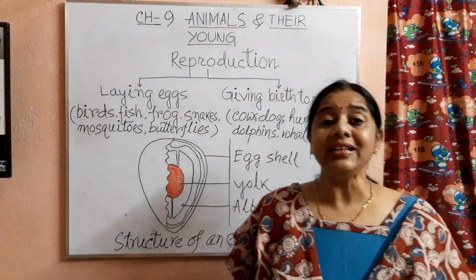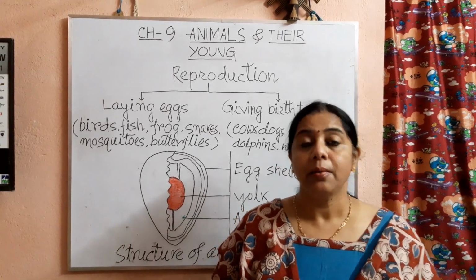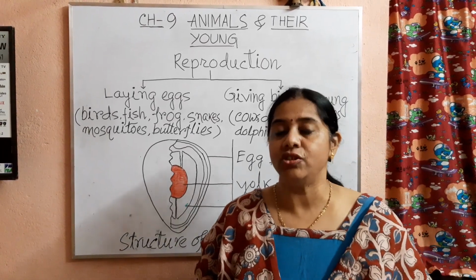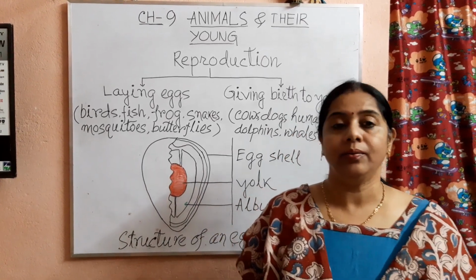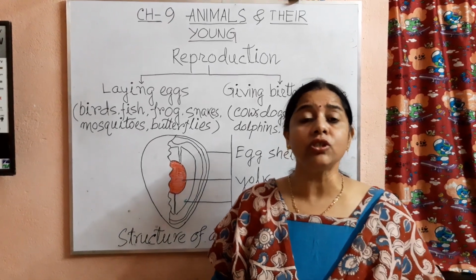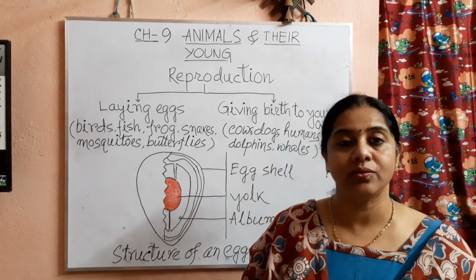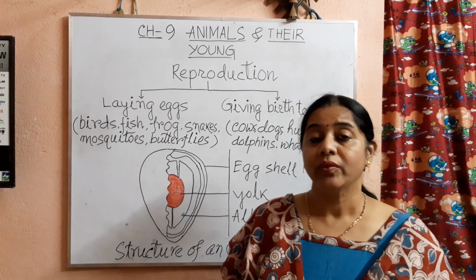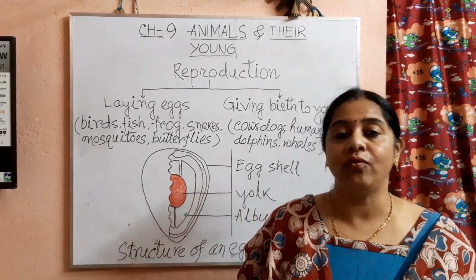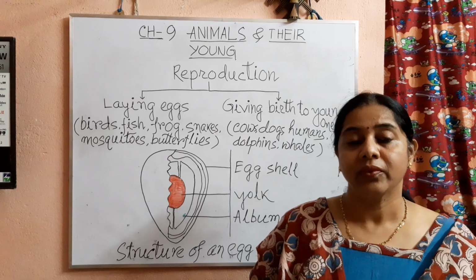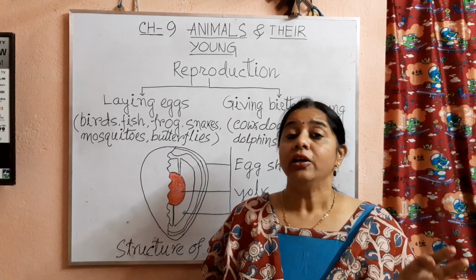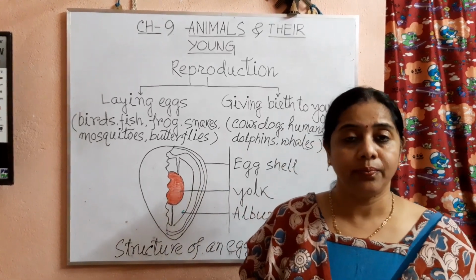So children, what is reproduction? The process by which living things produce their own kind is known as reproduction. Through this reproduction, there is continuity of life on this earth's surface. Of course, through this reproduction, there is possibility of life on this earth's surface. Now children, today we are going to study about the reproduction of animals.